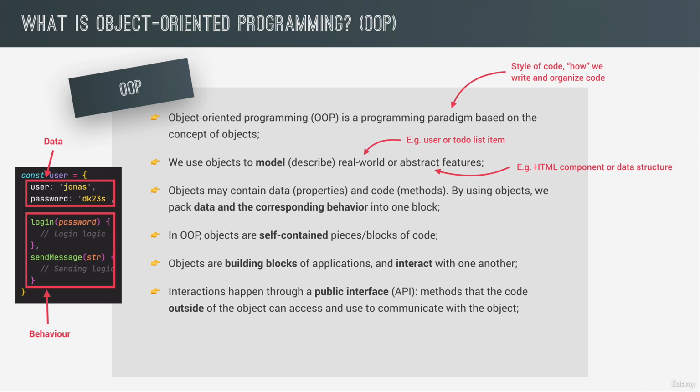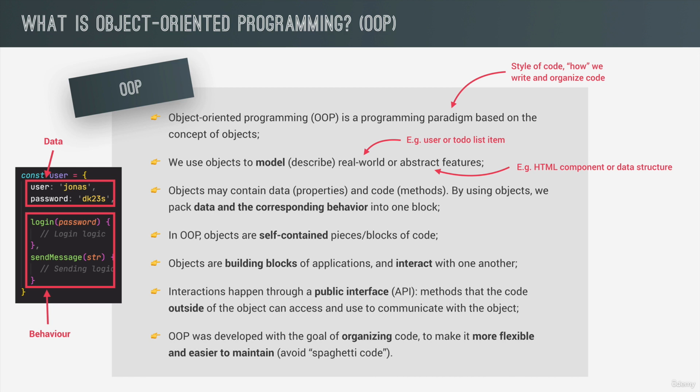Okay, so let's take a breath here, because this all sounds kind of abstract, right? But don't worry, it will make more sense once we start developing these concepts using code throughout this section. But anyway, why does OOP actually exist? Well, this paradigm was developed with the goal of organizing code, so to make it more flexible and easier to maintain.